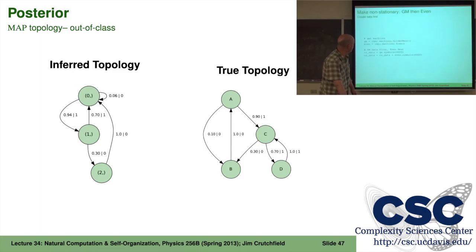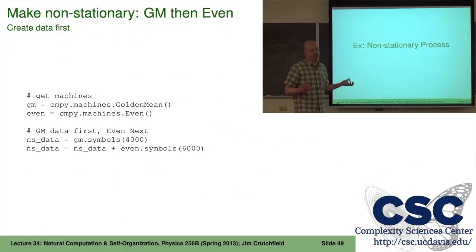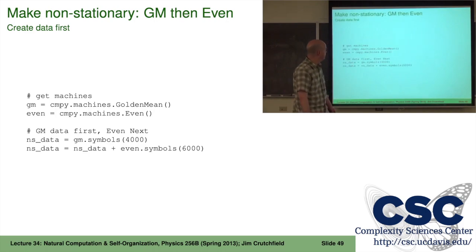Just a quick last example of something that I'm calling non-stationary, but a very trivial and, I think, interesting one to go through. All I do for this one is I create the golden mean topology, and I create the even topology. The first 4,000 symbols are the golden mean. The second 6,000 symbols are the even process, just tacked right on. So it just changes topologies in midstream.